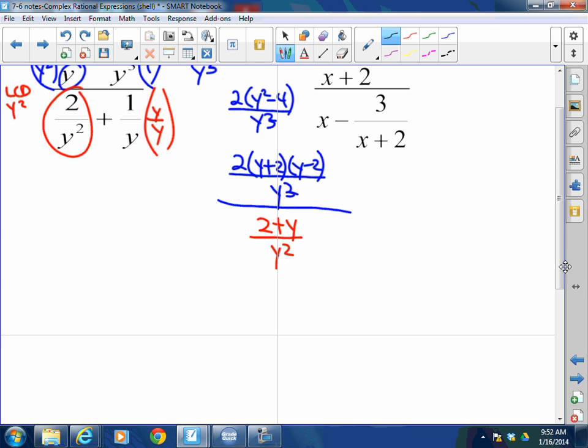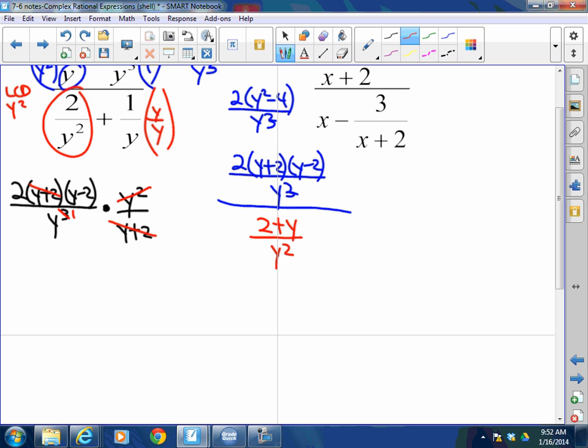The LCD is y squared here. Yes, sir. For the bottom, in the red, the denominator. So stay, change, flip. Now the fun part. Bye-bye, bye-bye, bye-bye. So I have 2 times y minus 2 over y.